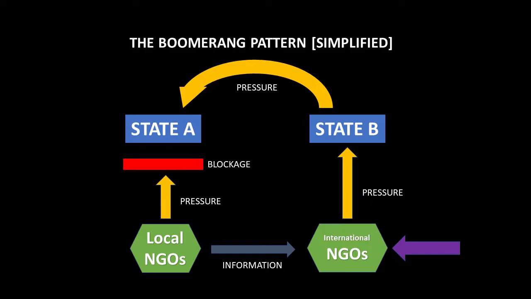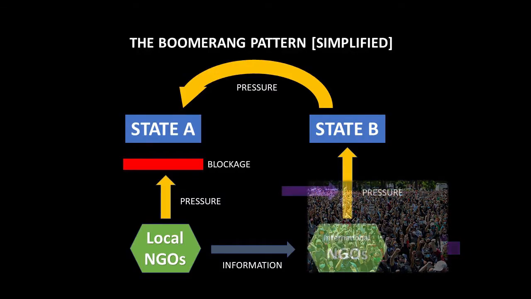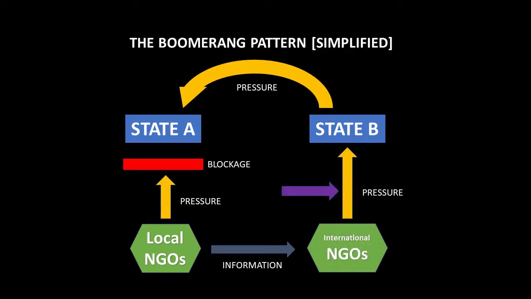These NGOs are based in countries with strong democracies where they can operate without interference, so they do not have to face the same blockages as the NGOs in State A. Furthermore, the big international NGOs have large memberships of people around the world. Their size, large budgets, and ability to operate freely give them an advantage they can use to help the local NGOs. So the international NGOs apply pressure on State B on behalf of the blocked NGOs in State A.